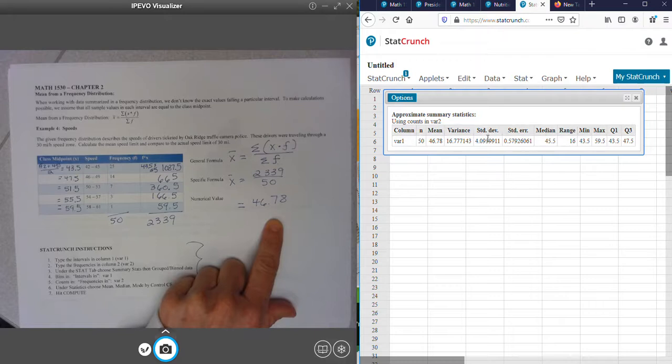We also have our standard deviation. We're going to use this in this class. Here's our median, min and max, Q1 and Q3.